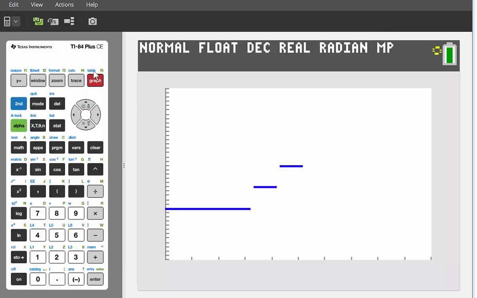Let's press graph. So this is how the graph looks like. Gosh, it looks like the staircase I climb at my block. Yeah, this is a step function. It is a typical example of a piecewise function.